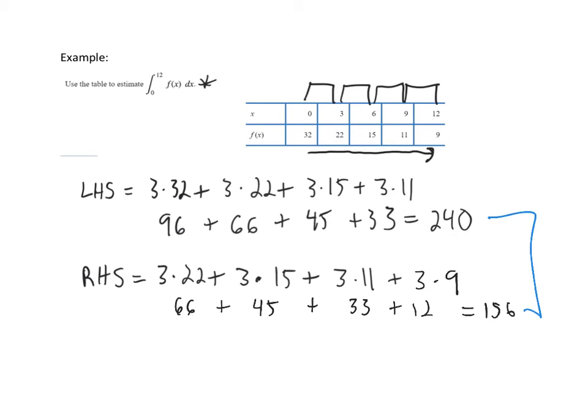So I'm going to guess it's just the middle of them. So I'm going to guess the integral from 0 to 12 of f of x dx is somewhere between 240 and 156. So I'm going to guess it's the middle of those. So 240 plus 156 divided by 2 gives me a middle number of 198. So I'm guessing the area underneath that curve is 198.